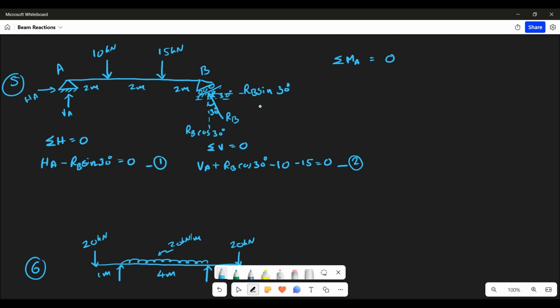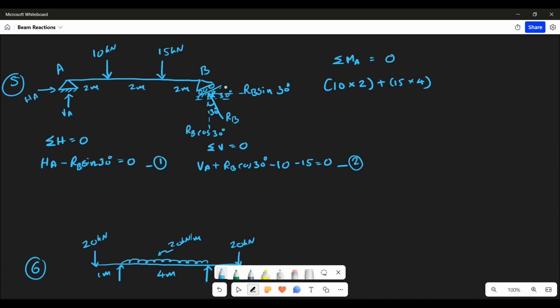Now to calculate moments at A, these two forces won't create any moment. This is 10 kilonewton, 10 into 2. That is clockwise, so positive 10 into 2. First moment is this, 10 into 2. Okay. Next is this moment, 15 into 4. Okay, this is also clockwise, so positive 15 into 4.